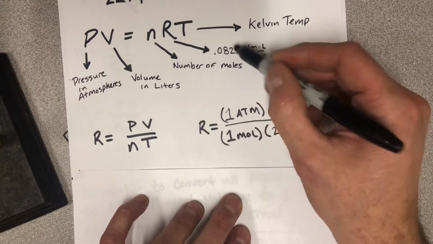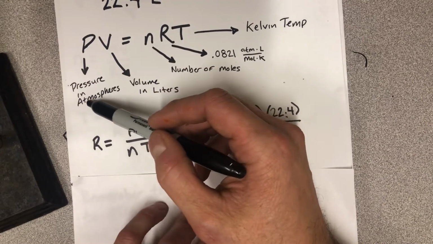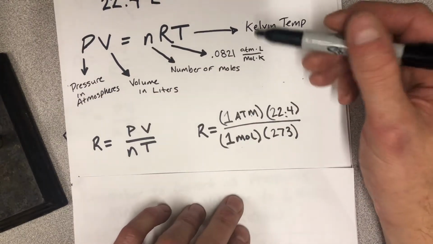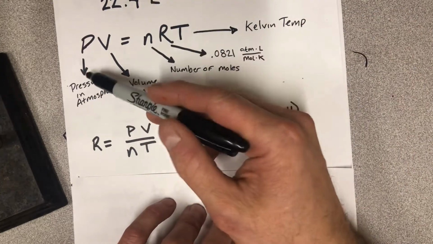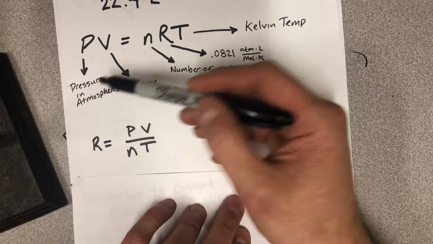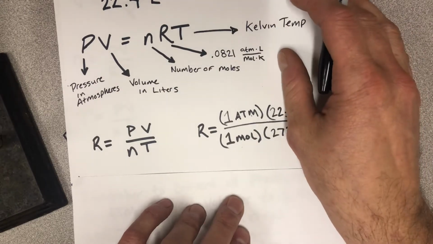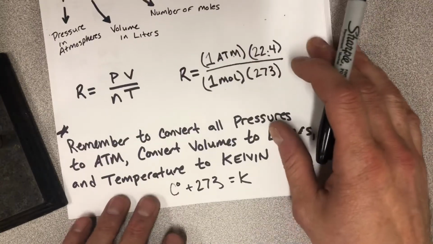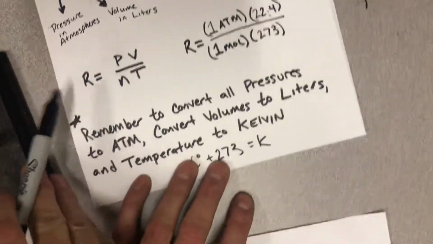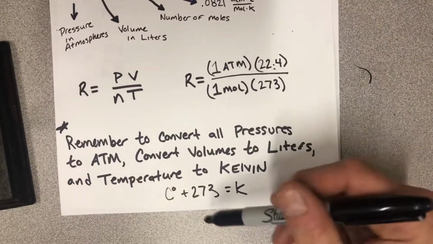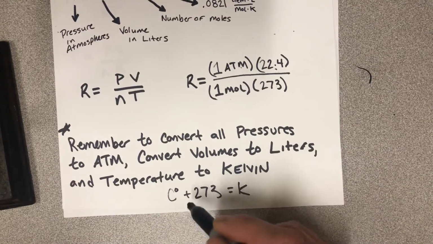So there are other numbers you can use if you're dead set on your pressure being in kilopascals, for example, or whatever, but I think it's probably easier just to memorize this one number and then be good at converting any pressure unit that you might have into atmospheres, volume units into liters, and temperatures into Kelvin. Okay, so here we got to remember to convert all those into liters, atmospheres, and Kelvin. And to get from Celsius to Kelvin, we just add 273 to any Celsius temperature.